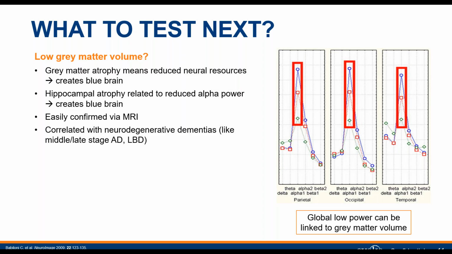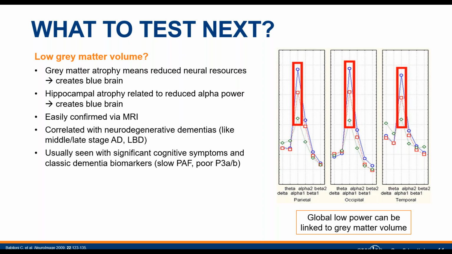At this point, neural atrophy has already occurred, it's getting worse, and it's enough to affect the way the brain is functioning on an electrical level. So this is not one of our early indicators of cognitive impairment related to dementias. It's a much later indicator. So you will definitely see symptomatology that is very clear, memory and cognition problems. And so it's no surprise you're going to usually see this type of blue brain signature with our other classic dementia biomarkers: slow peak alpha frequency, and then our poor P3A and P3B.